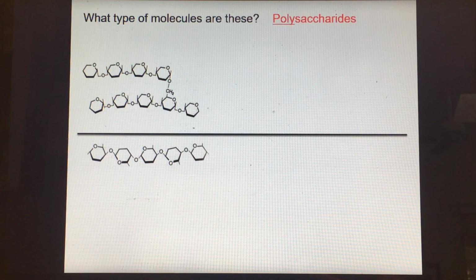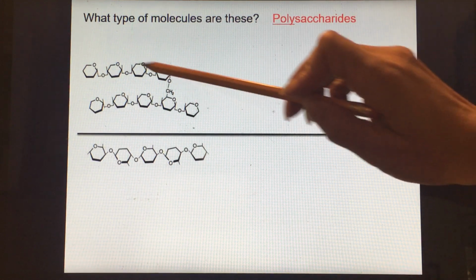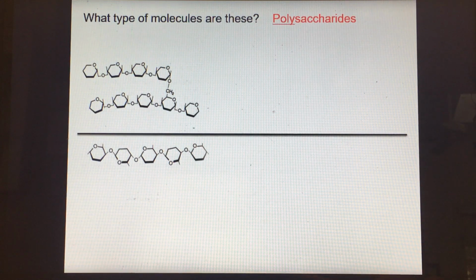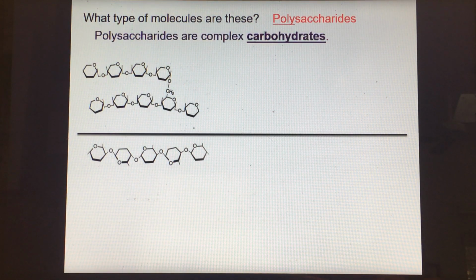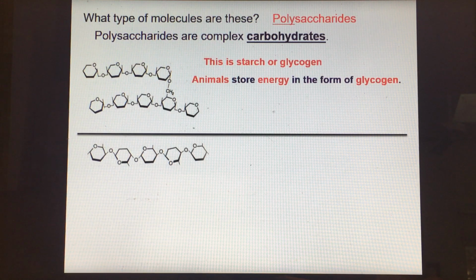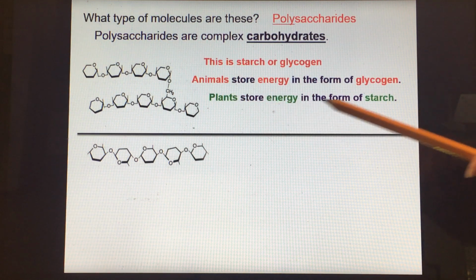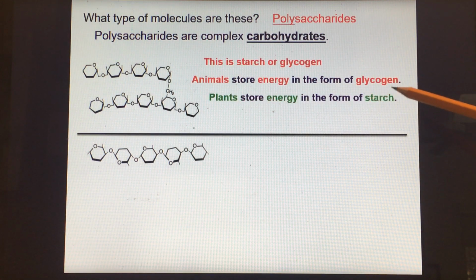So these would be polysaccharides because they have many rings. This one on the top could be one of 2 things. It is definitely a complex carbohydrate because it has many rings, but this would be starch or glycogen. Animals store energy in the form of glycogen. Plants store energy in the form of starch, and the reason I have used green here is because plants photosynthesize, so they have chlorophyll, so they're green.